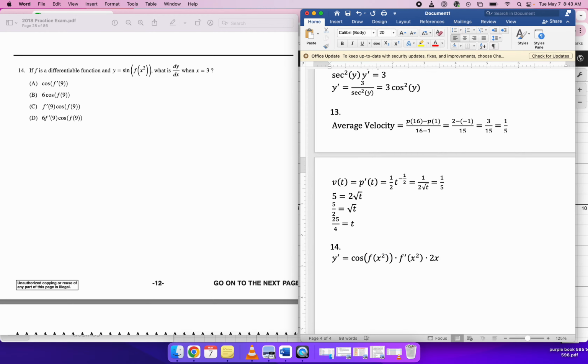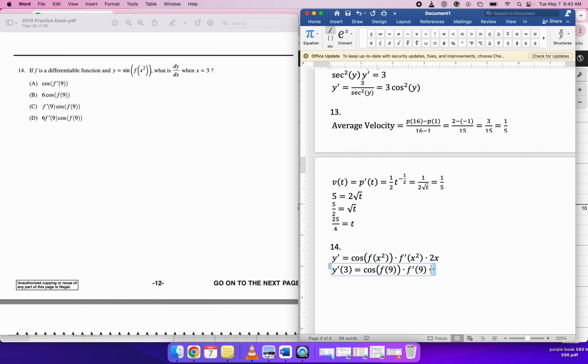What's the derivative specifically at x equals 3? Well, that would be cosine of f of 3 squared, which is 9, times f prime of 9, times 2 times 3, which is 6. Is it D? Does that match up?